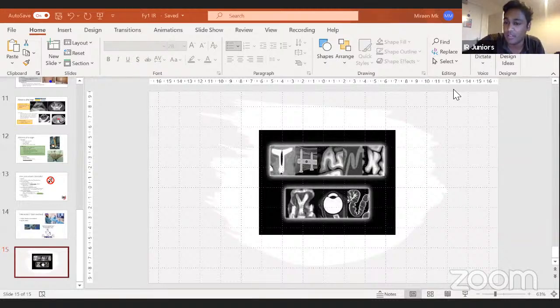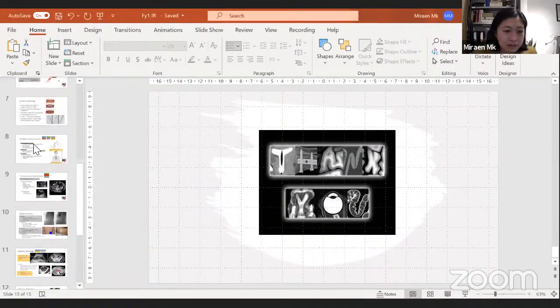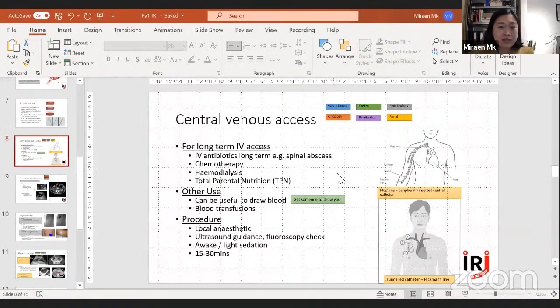So we've got one on why would you use a tunneled PICC or central venous line. So maybe if you go back to the indication slide and we can talk through that. Oh, okay, yeah. There we go. So the tunneled catheter or PICC line, they're similar.